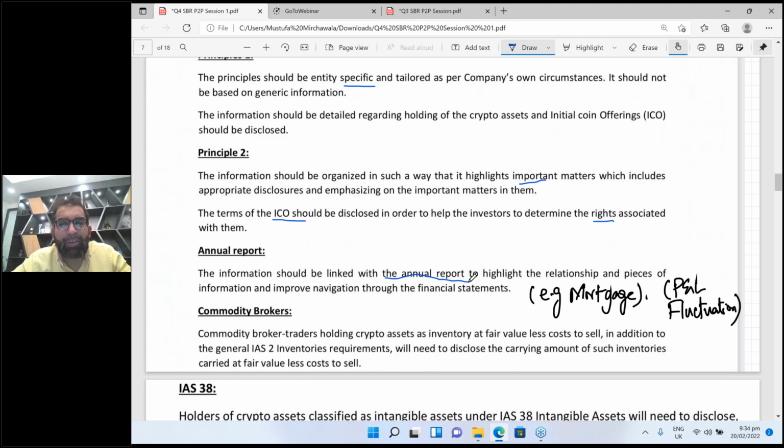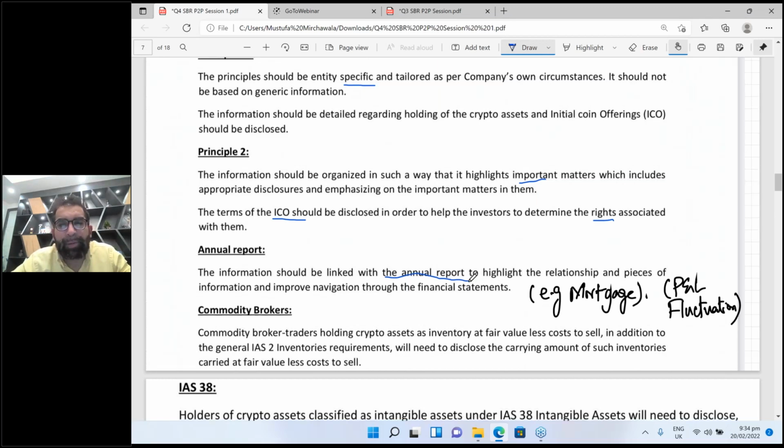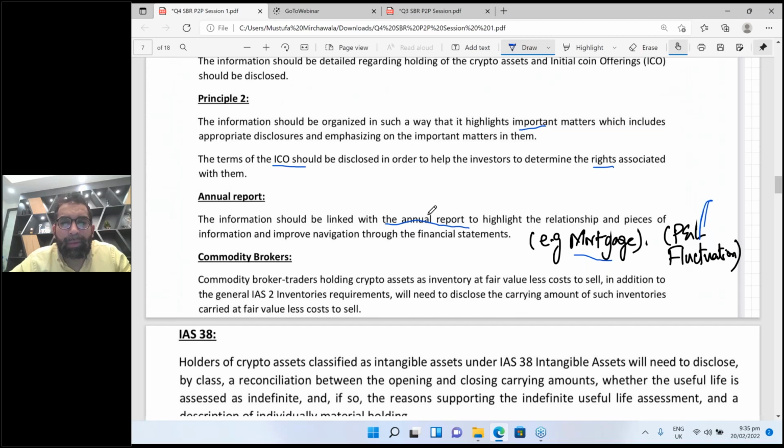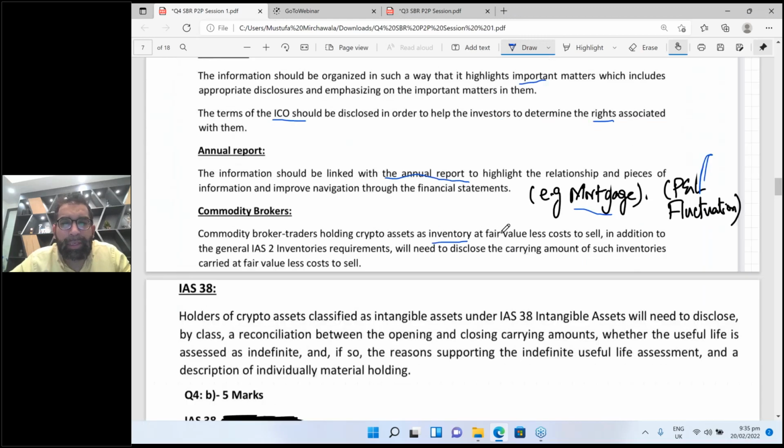I gave you the example of mortgage. I gave you the example of P&L fluctuation, right? Then if you are a commodity broker, you have to treat it as inventory and record it at fair value less cost to sell. Fair value less cost to sell. Okay.